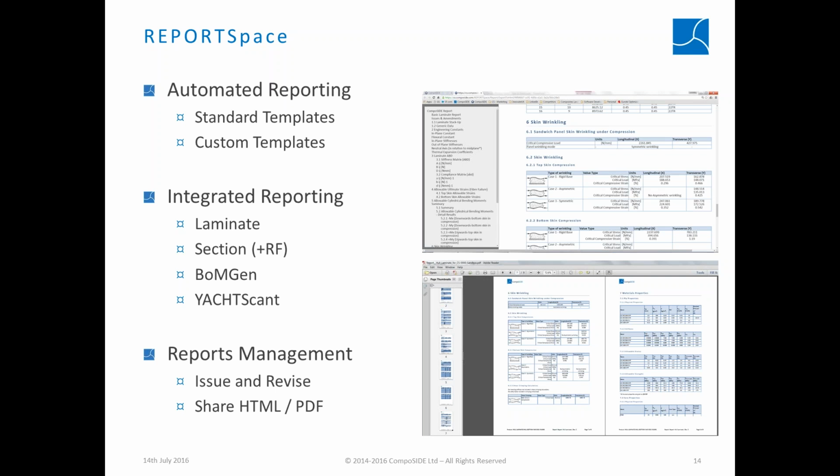Report Space is the versioning and reporting engine integrated in CompoSIDE. It allows you to create any report really, starting from standard templates that are supplied with CompoSIDE or by defining your own custom templates. Reports are automated for anything ranging from laminates, sections, including reserve factor results if selected, down to bill of material and scantling reports. Any report can be issued with a top-level revision issue as well, so if you share a link, everyone always has the most up-to-date version, or it can be saved and shared again in the form of PDF files.